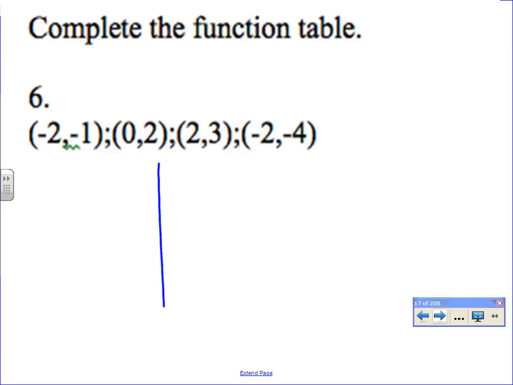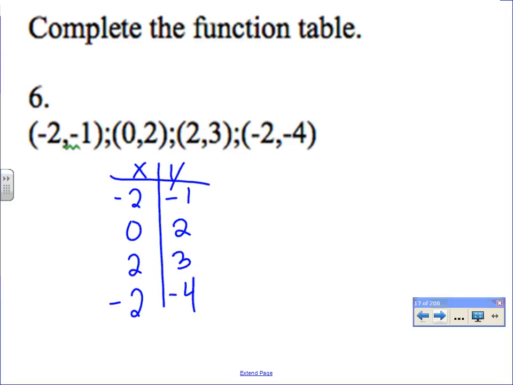Okay, let's look at number 6 together. When they give you input and output values that are listed as relations or as ordered pairs, I want you to make a table. So make a table next to number 6 or wherever you have room. Let's take all the input or x values and list them in our table. So -2, 0, 2, and -2. Let's take all the y values and list them in our table. So they are -1, 2, 3, and -4. So if you list them in a table, I think it will help you so you can either draw your arrows or just look at it and say, is this a function? So here's all my arrows.